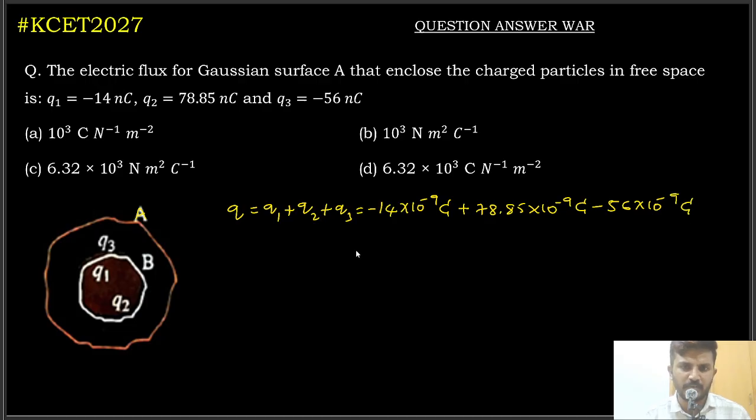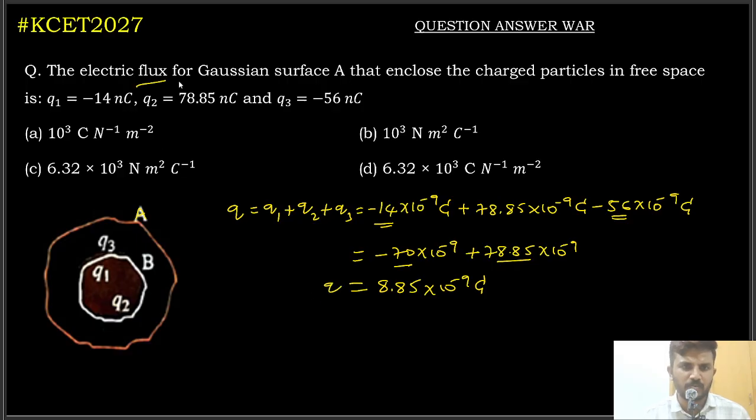So if we add, you will get 56 plus 14 is minus 70 into 10 to the power minus 9, and plus 78.85 into 10 to the power minus 9 coulomb is there. So if you subtract, 78.85 minus 70 is 8.85 into 10 to the power minus 9 coulomb. So this is the charge enclosed.